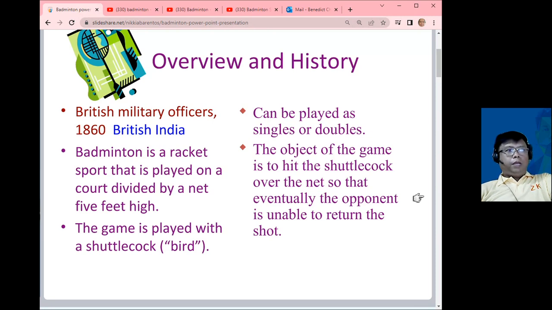wherein the objective of the game is to hit the shuttlecock over the net, okay, so that the opponent will try to hit back, and we are going to let them try to miss, okay, the hit going to you, or they will be unable to hit it, okay, and it would land on the ground, or if they are able to hit it, it would go beyond the border lines of your playing court, okay.